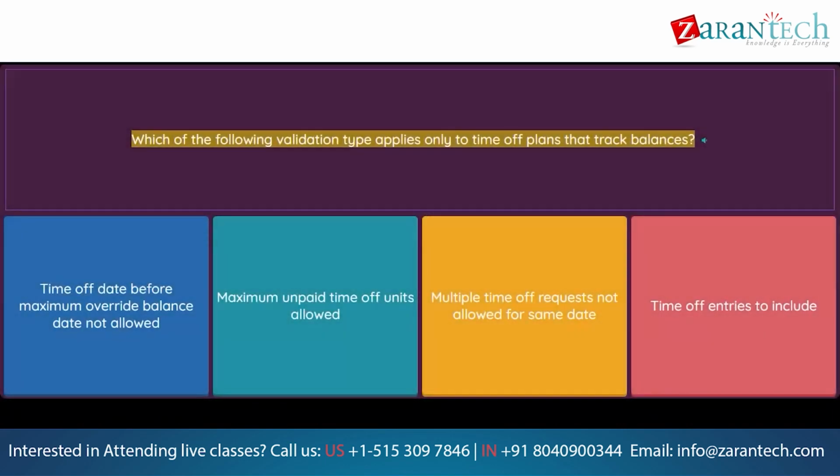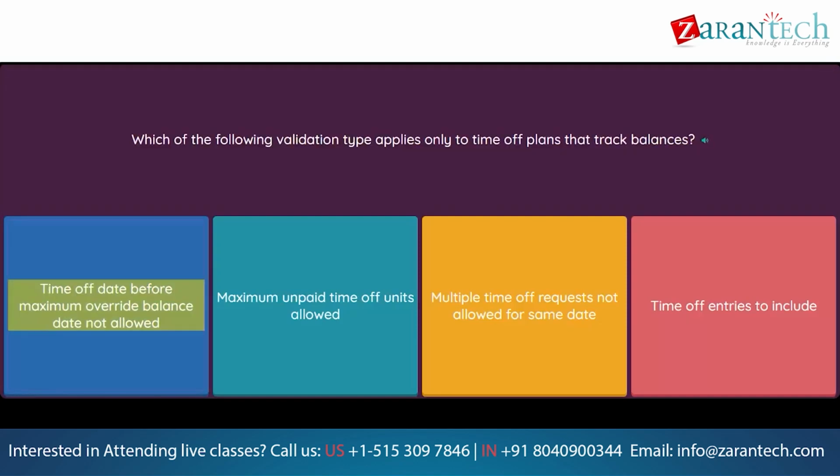Question: which of the following validation type applies only to time off plans that track balances? Option 1: time off date before maximum override balance date not allowed. Option 2: maximum unpaid time off units allowed. Option 3: multiple time off requests not allowed for same date. Option 4: time off entries to include.